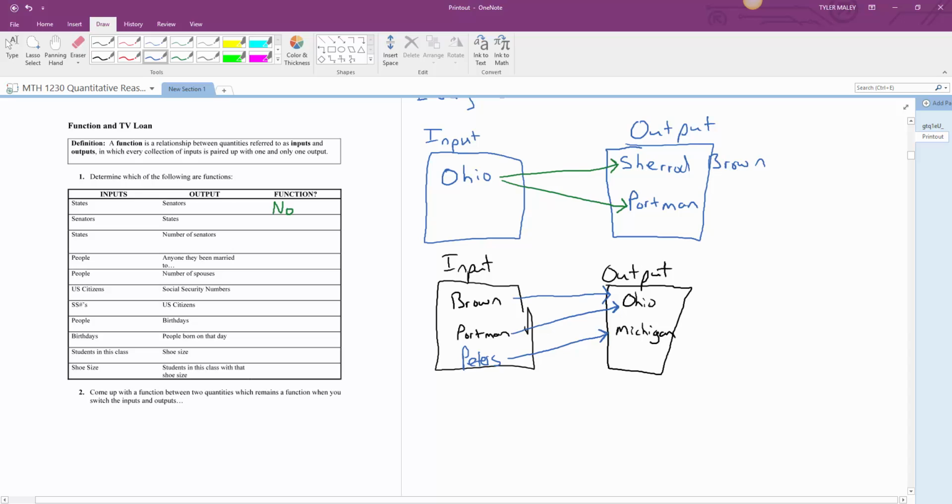But if you think about this for a minute, if I input a senator, it's only going to give me one output back. And that's because you can't be a senator for two states at the same time. So this would be no, or excuse me, this would be yes. So this is a function. This would be yes. So every input has only one output, exactly one output.